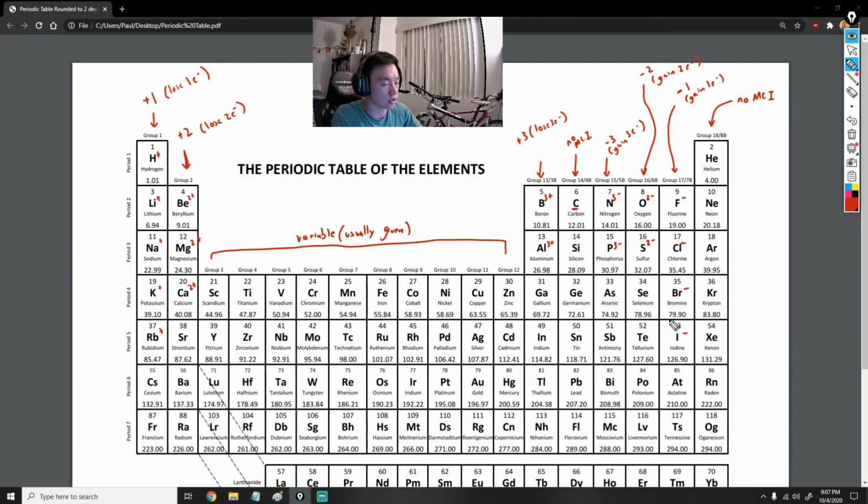Make sure that you know how to explain why they want to become these ions, and you'll see that as you're doing the assignment. But this would be a good way for you to check your answers, and it'll be a good cheat code and a little hint that you can use as you do your assignments to make sure you get the right MCIs. Okay, so hopefully that helps, and I'll see you guys next time.